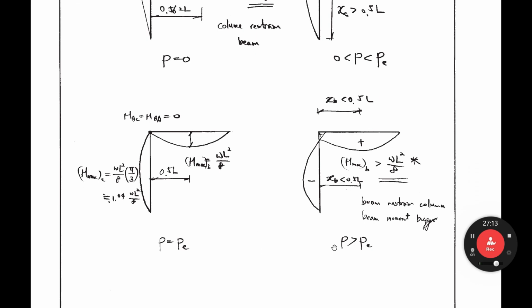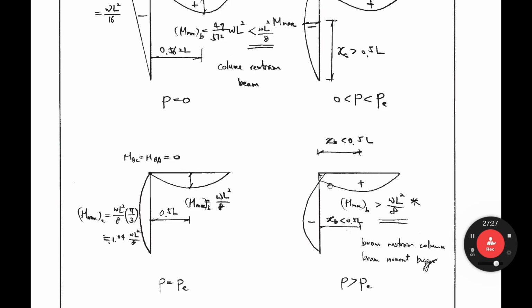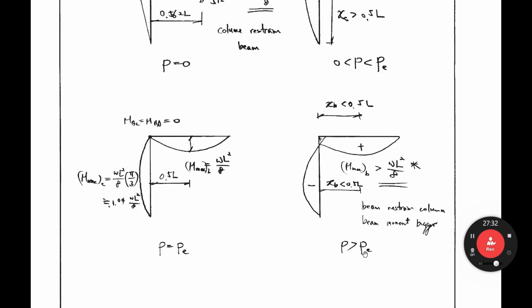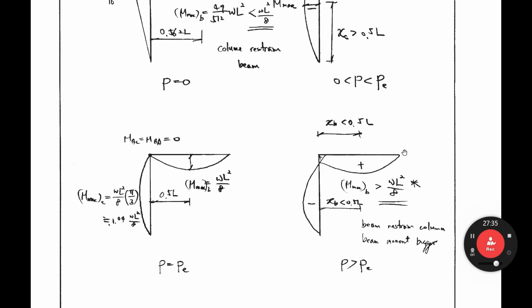If P is greater than PE, then like that. This moment is plus moment. If you see here, minus moment here, but if P is greater than PE, it is plus moment like that, somewhere here. The maximum moment location XB is less than 0.5 L, somewhere to the left-hand side. The maximum moment, as you see, must be greater than this one, omega L square over 8. And then the moment diagram must be like that.